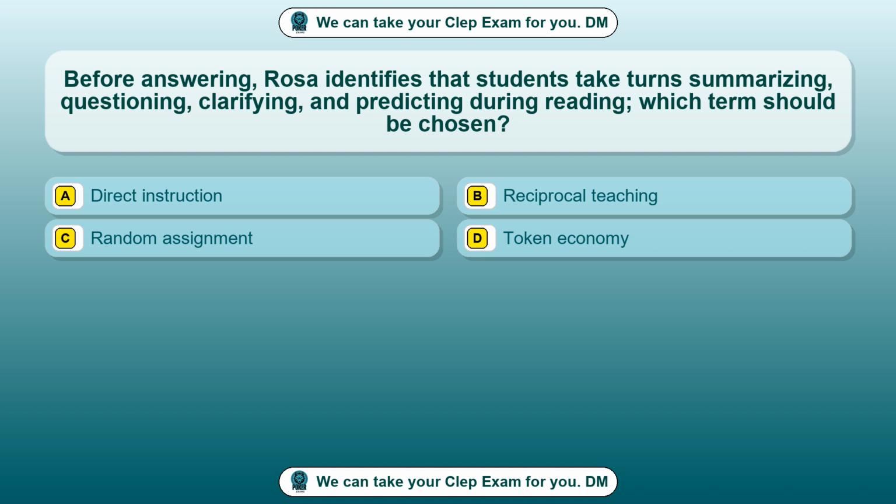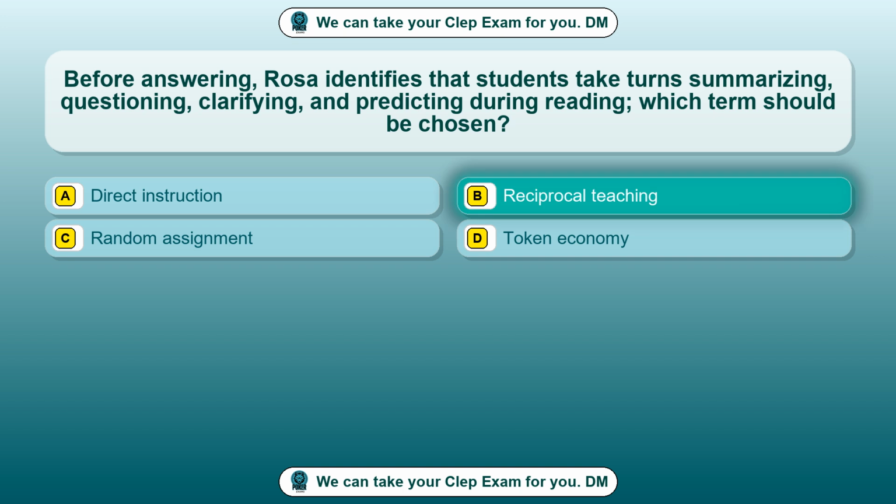Question 79. Before answering, Rosa identifies that students take turns summarizing, questioning, clarifying, and predicting during reading. Which term should be chosen? Option A, direct instruction. Option B, reciprocal teaching. Option C, random assignment. Option D, token economy. The correct answer is option B.